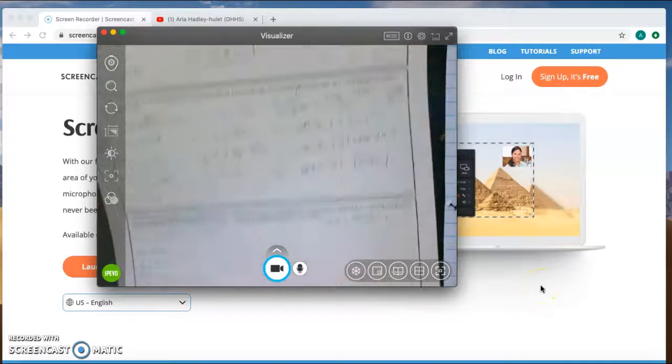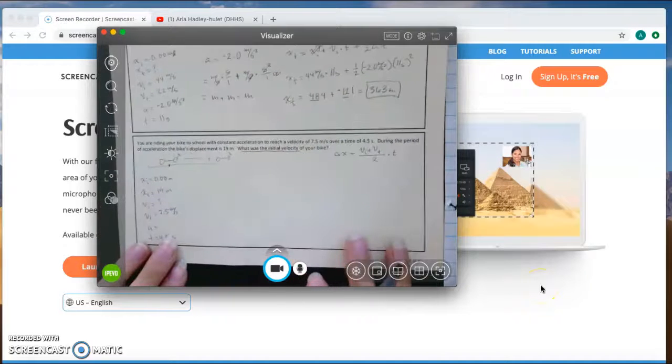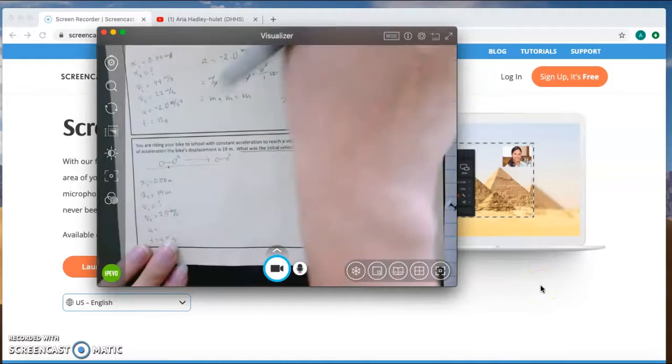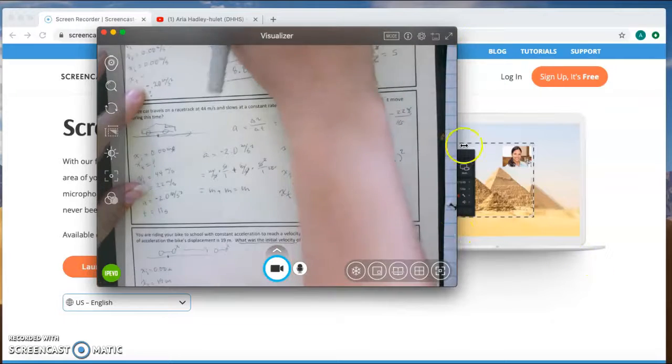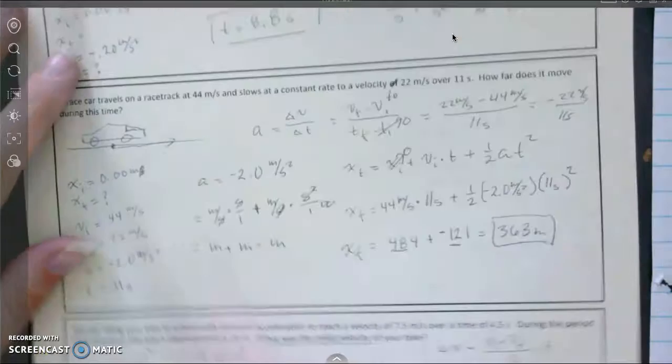Okay, so I've started laying out this problem here. Sorry, one second. Let me expand this. Okay.